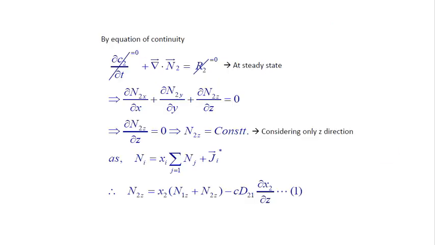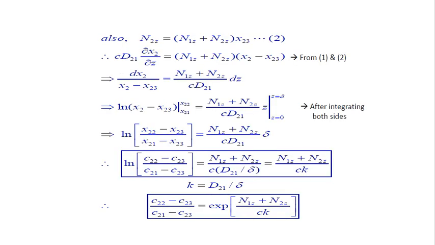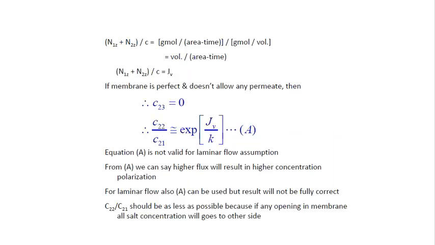You can calculate the concentration polarization by using the film theory. I have already explained the film theory model. This is the mathematical model, and I have already asked you the question about this derivation in the mid-semester exam, so I am not repeating it. This is the final equation. C22 by C21, the concentration at the surface of the membrane over the concentration in the bulk, where C22 should be higher than C21, is nearly equal to the exponential of JB by K.